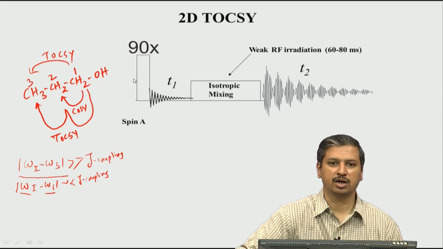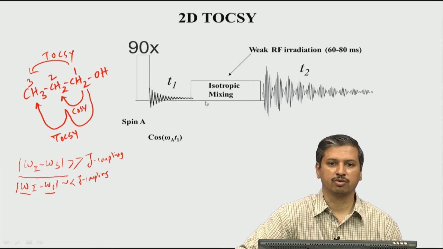So, we have applied a 90-degree pulse to one spin A. Now, that spin A starts evolving because of chemical shift. That is what is represented mathematically by cos omega t. In this case it is spin A, so we say omega A, and this time period is denoted as T1.